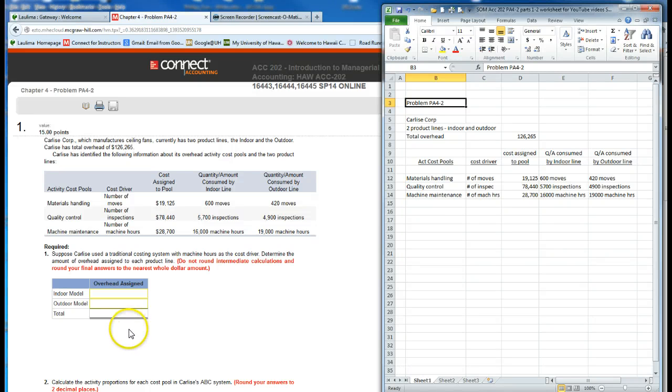Here we have problem PA4-2, which is an activity-based costing, or ABC, problem. It shows the differences in overhead allocation to different products or different models based on more traditional allocation methods, which is what they're showing us in number one, as compared to overhead allocation in the ABC model, which is what they are showing us in requirement number two.